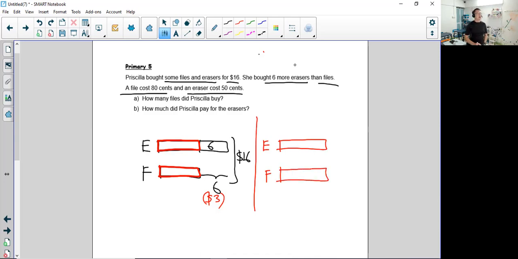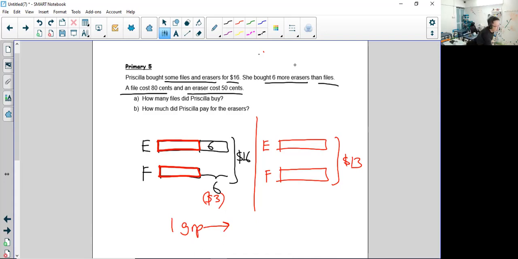So how much is the erasers and files after you cut away the 6 more erasers? You will have cut away $3, and the total money was $16, so now the new total is $13. Then you can make one group, one group with equal number of erasers and files. This is one of the characteristics of grouping.